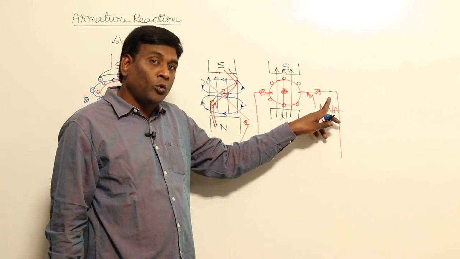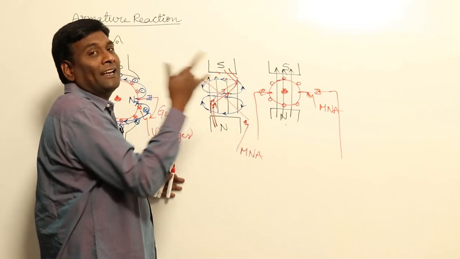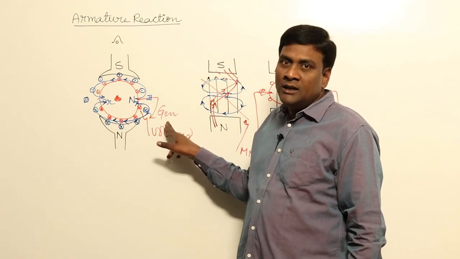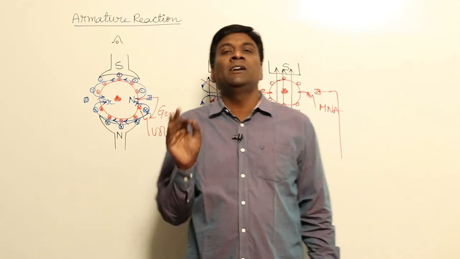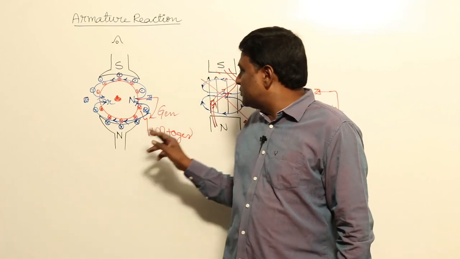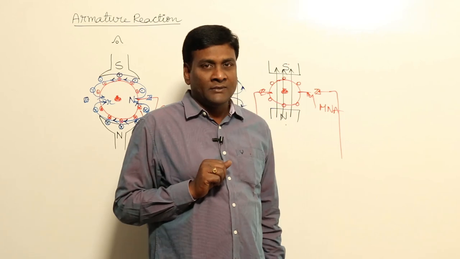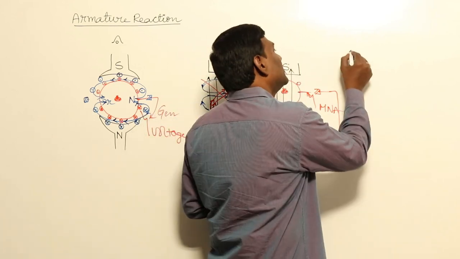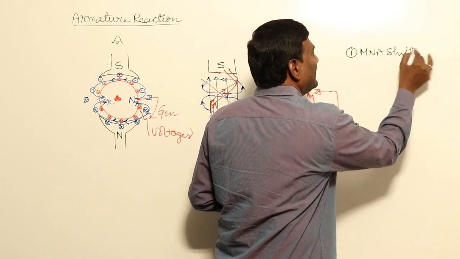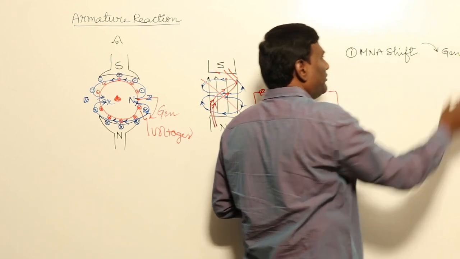So, this is my old MNJ, in a sense, without load current. Now, because of load current, MNJ has been shifted in this direction. What is that direction? Direction of rotation of generator. So because of armature reaction, fundamentally my net resultant MNJ will be shifted in the direction of rotation of generator. So that is the point number one: MNJ shifts in the direction of rotation of generator.